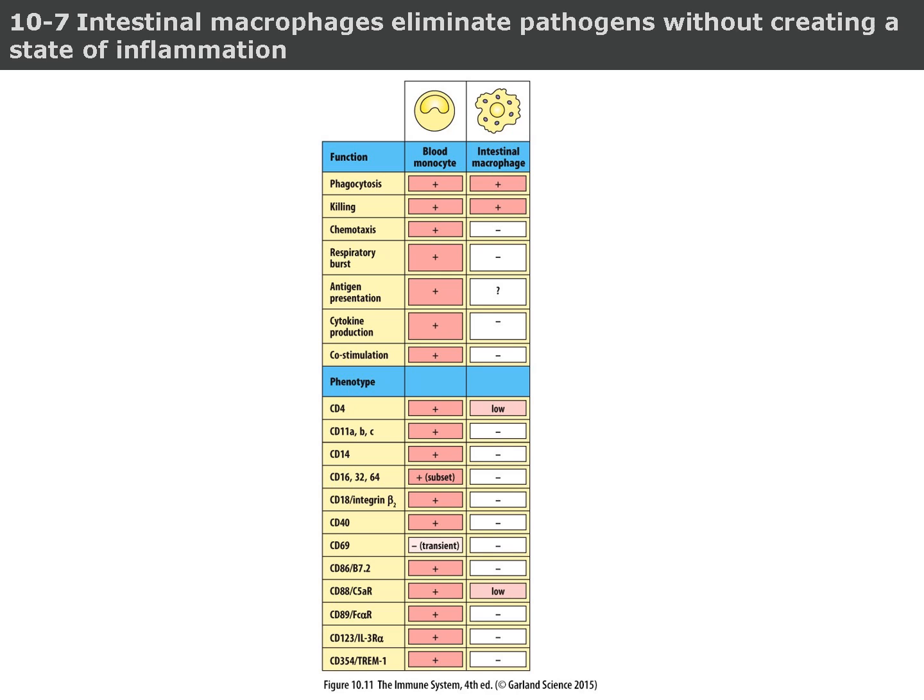Intestinal macrophages, on the other hand, behave quite differently. Although they retain the ability to phagocytose and kill pathogens, they lack chemotaxis, respiratory burst, cytokine production, and co-stimulatory functions. They also do not typically present antigens in the classical way, and their involvement in co-stimulation is minimal or absent.